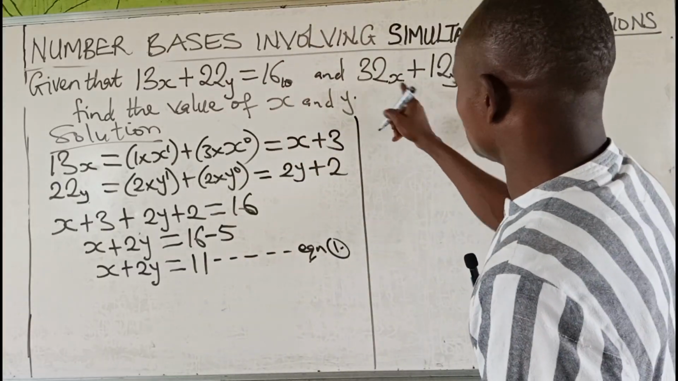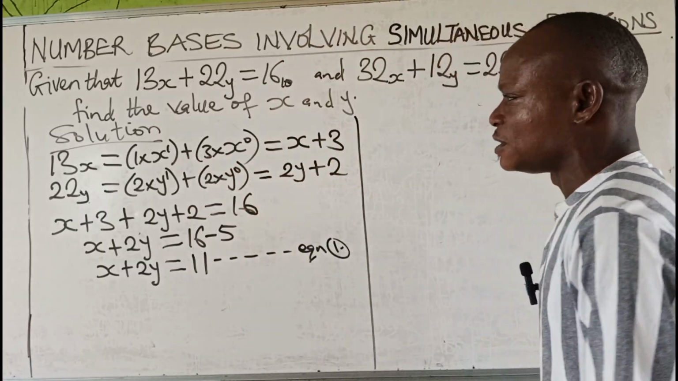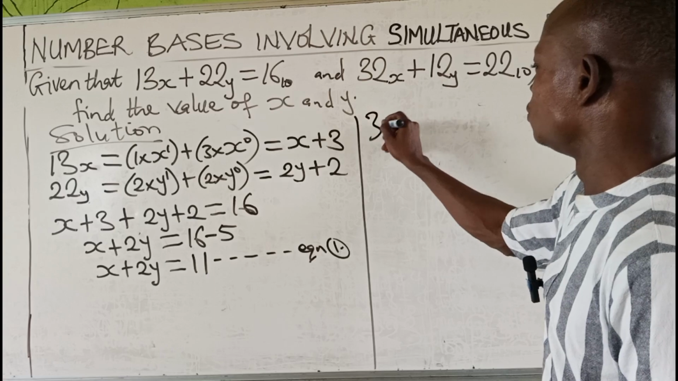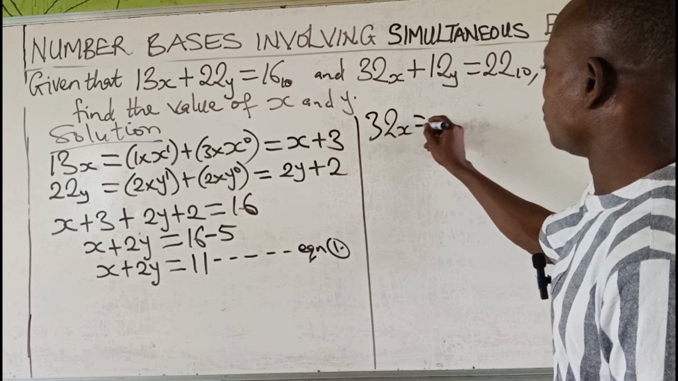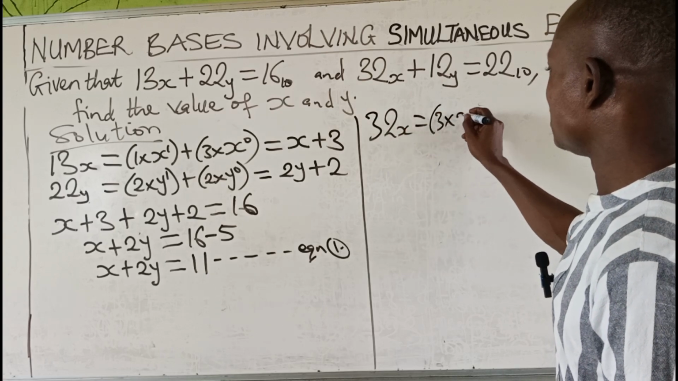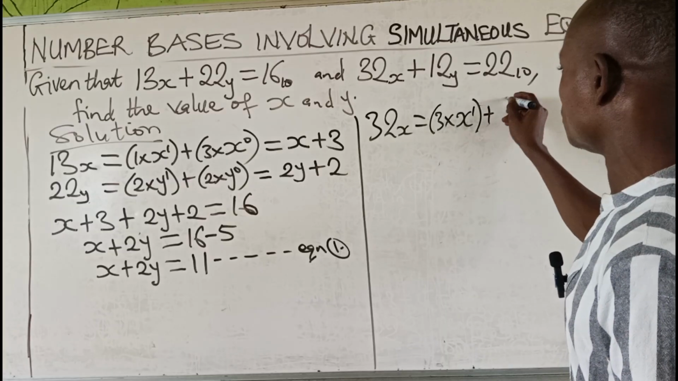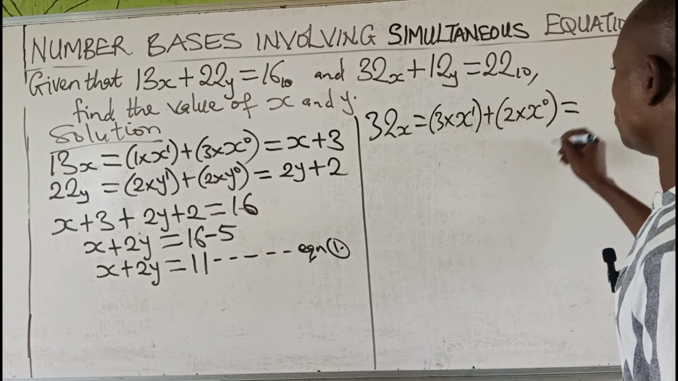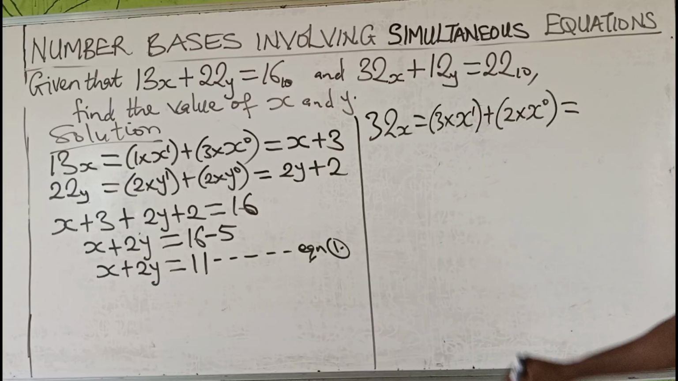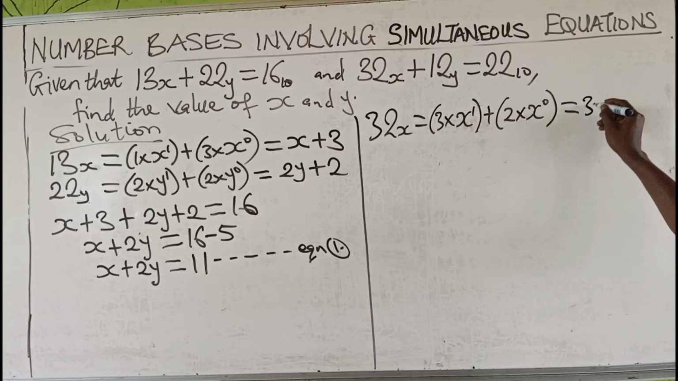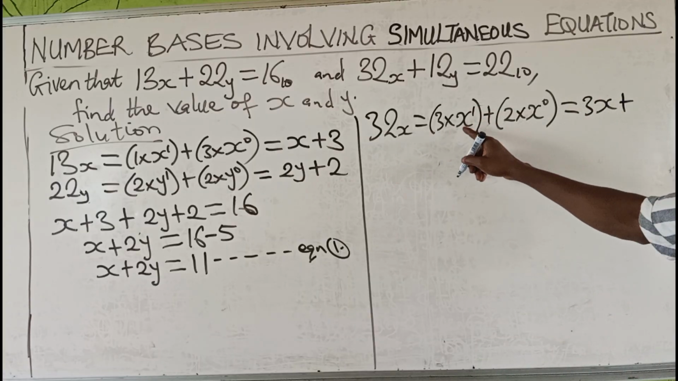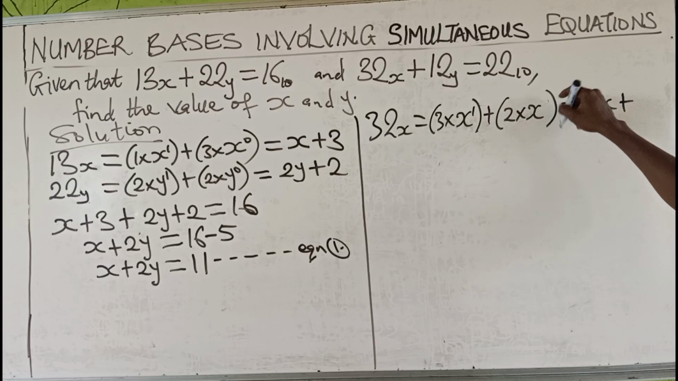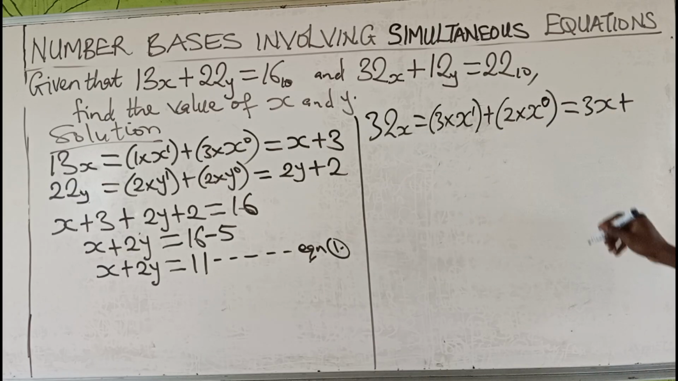Here we are going to treat them the same way I did for that. So we have 32 in base x here. That will be equal to 3 times x raised to power 1 plus 2 times x raised to power 0, which is equal to x raised to power 1 is x, and then 3 times x is 3x plus x raised to power 0. X raised to power 0 is 1. Then the 2 times 1 is 2. So we have 3x plus 2 here.